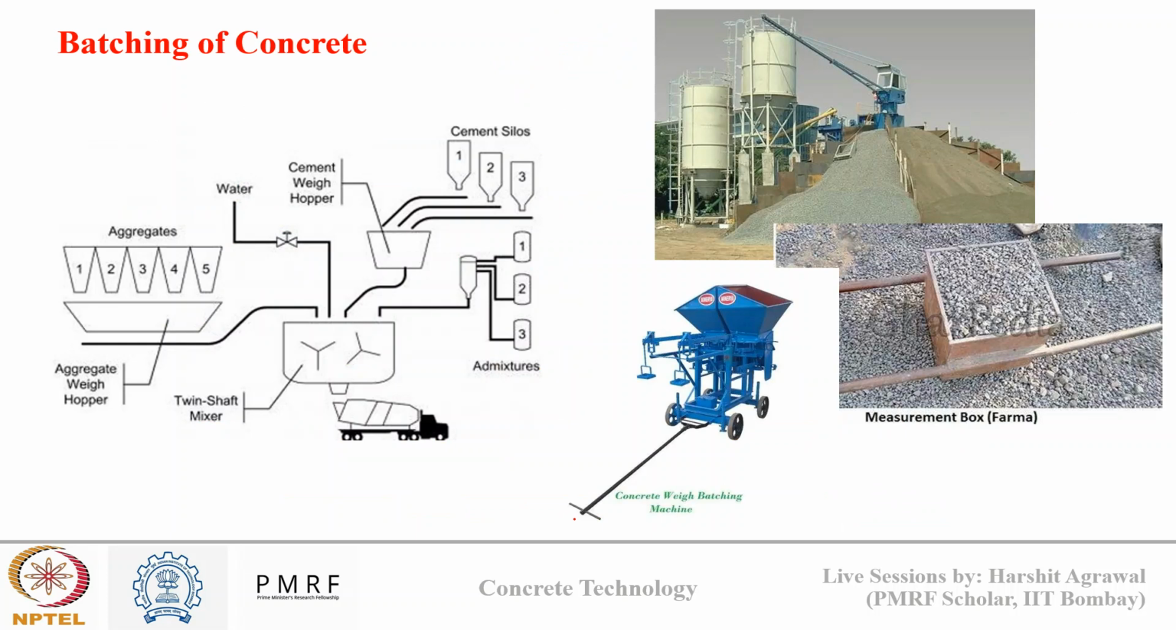One of the images here shows volumetric batching using a measurement box. So you can see here we have a measurement box. What we do is take the component, suppose aggregate, and pour it in a fixed volume box. You can see this wooden box has a fixed volume up till the top, and then we level the top. However, here the problem can be compaction.